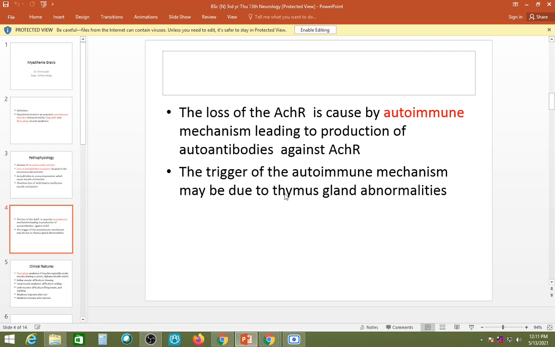The thymus gland is there in the chest cavity. It is a small gland. It usually becomes atrophic in old age, and it is an immunological gland, but sometimes it has abnormalities. And these abnormalities trigger that autoimmune reaction against the receptors of acetylcholine. And therefore, that causes the muscle weakness.